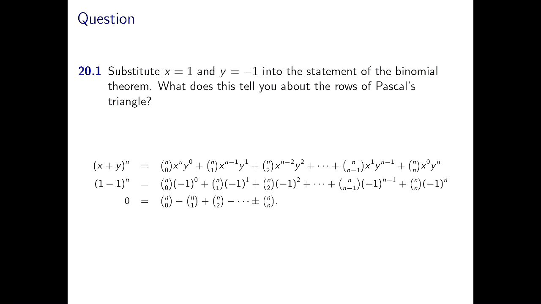Whether it had an odd or even number of things in it. But remember, this is (1 - 1)^n, right? So this is 0. And so this tells me that if I take any row of Pascal's triangle and I start by adding and then subtract and then add and then subtract and then add and then subtract, I will get 0 back. And that sort of follows from the fact that these rows are reflections of each other, right, if you think about it.